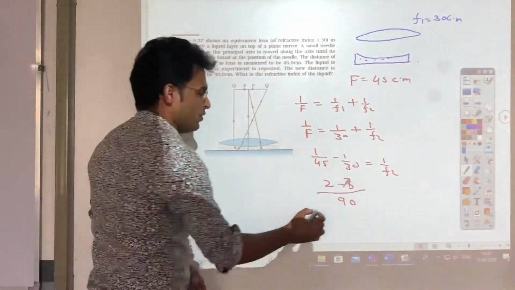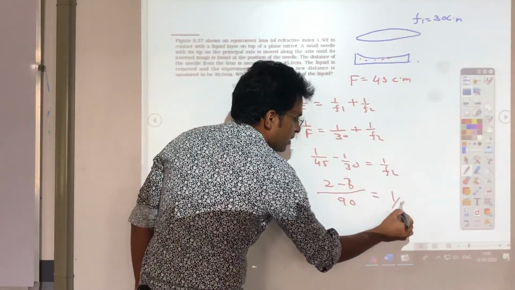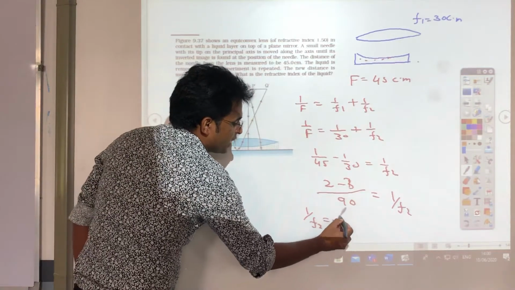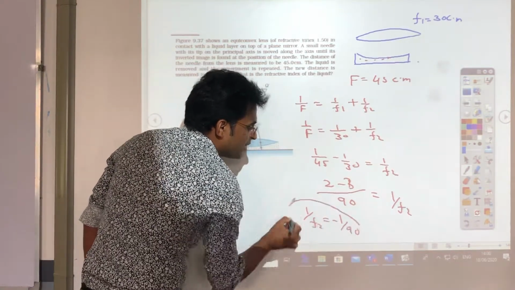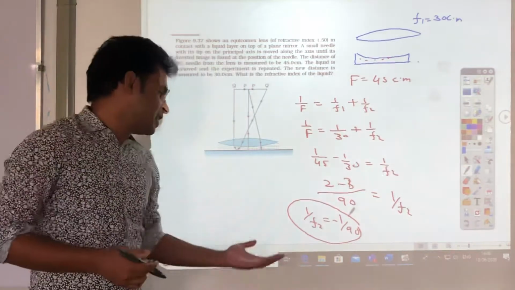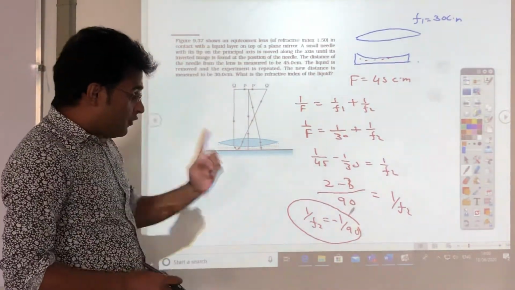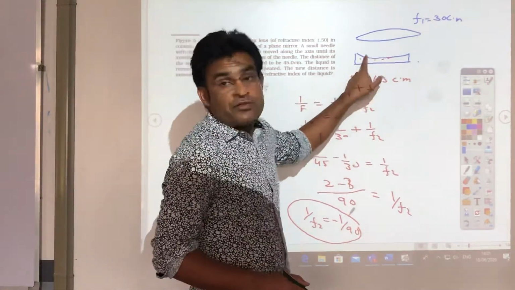So 1 by f2 will be minus 1 by 90. Let it be like this only, minus 1 by 90. Obviously f2 will be minus 90. Now f2 is the focal length of this part, the liquid lens.